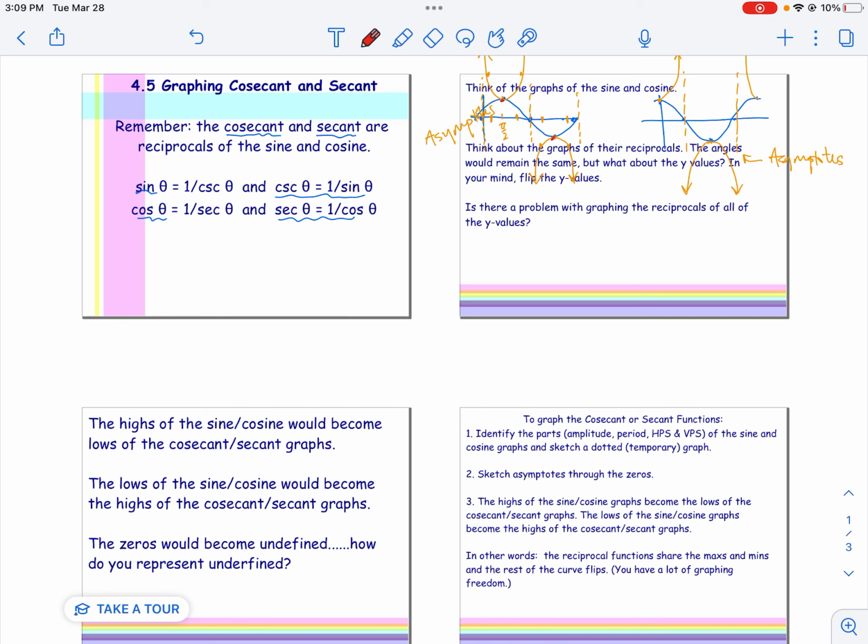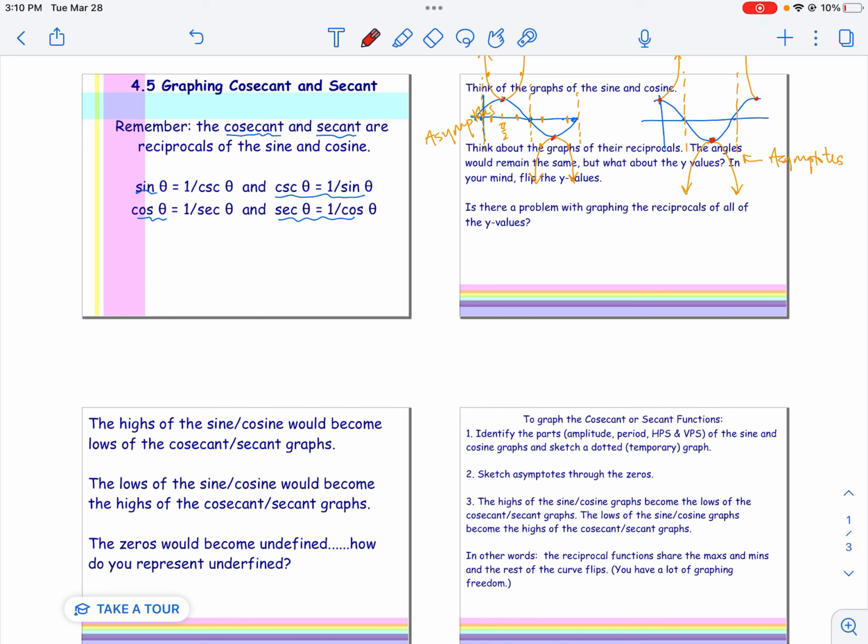And similarly, the high point here in red of the sine curve becomes the low point of cosecant. The low points of the cosine curve become the high points of secant, and then here the high point of the cosine becomes the low point of the secant curve.